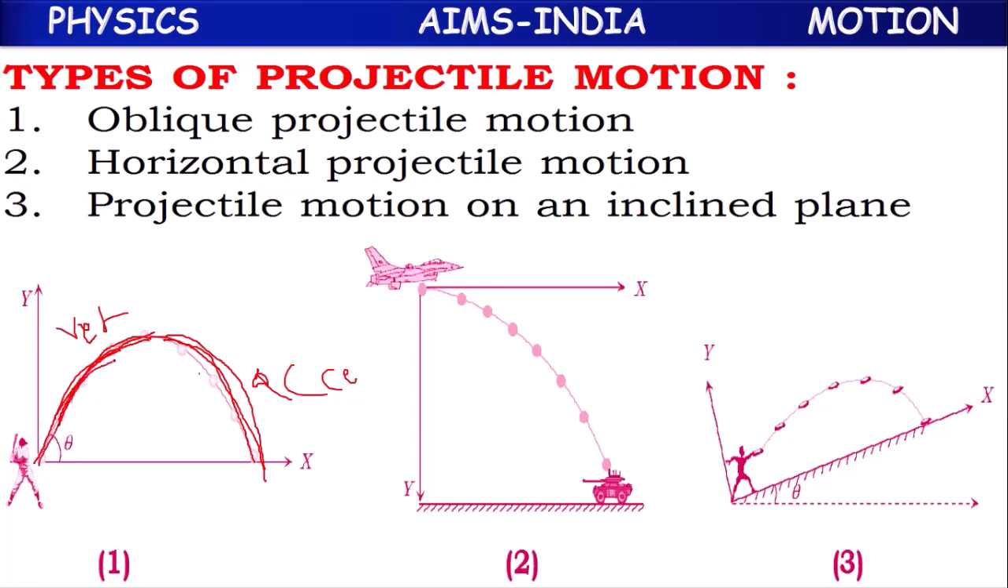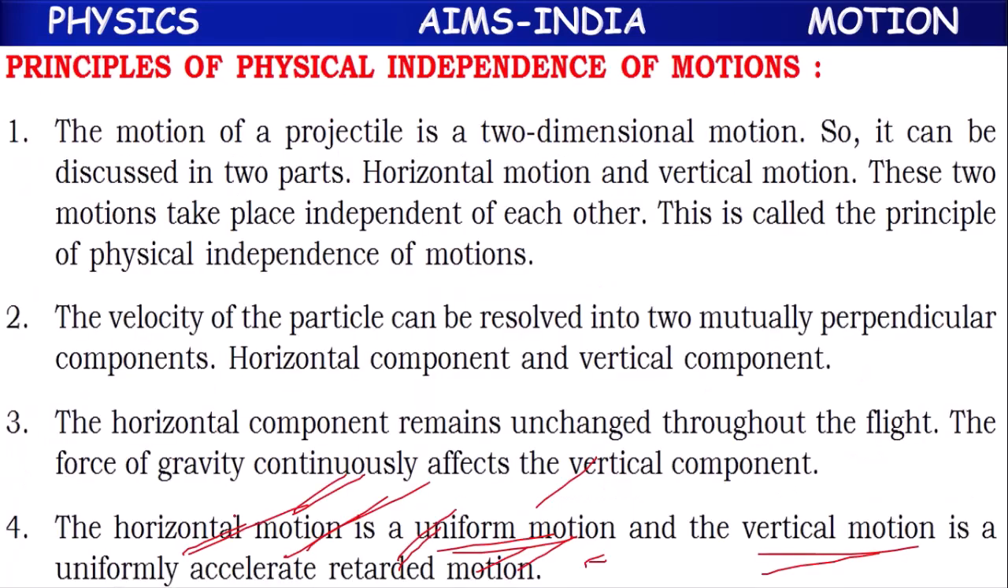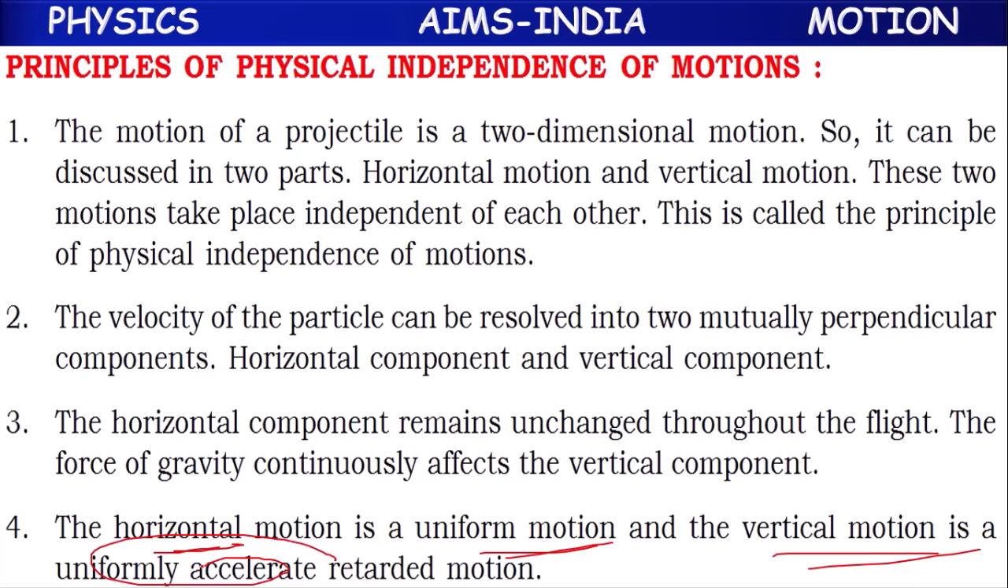Because while going up, the acceleration acts downwards, that's why velocity decreases. While coming down, acceleration due to gravity also acts downwards, so velocity will increase. So horizontal motion is uniform motion. Vertical motion is uniformly accelerated, uniformly retarded motion.